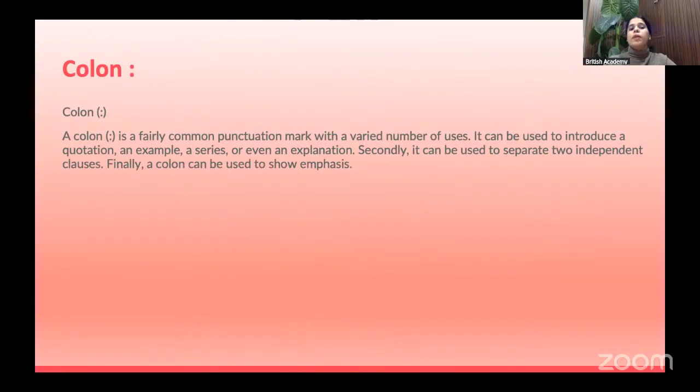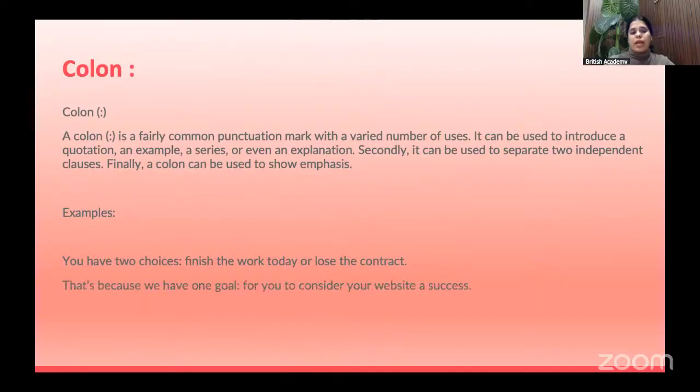It can also be used to separate two different independent clauses. And it can be used to show emphasis. So here, you have two choices: finish the work today or lose the contract. See, that's because we have one goal: for you to consider your website a success. So here they have used it in different ways.